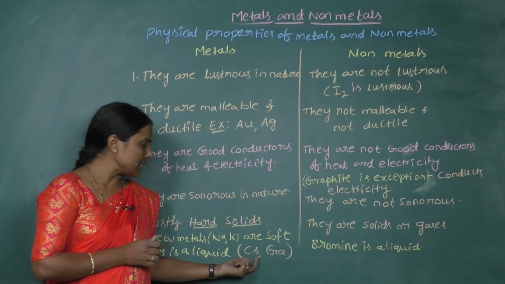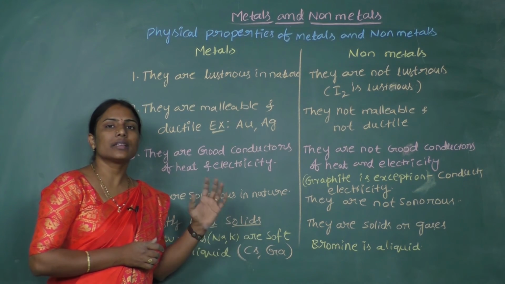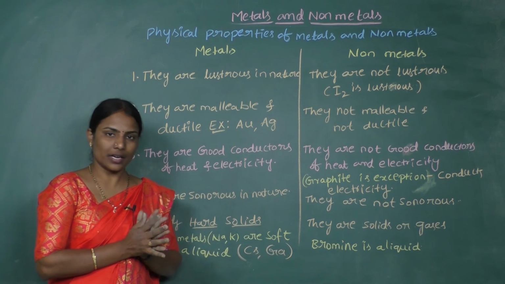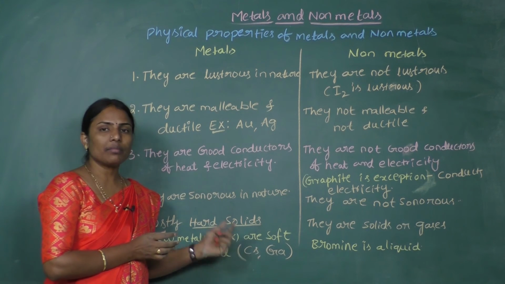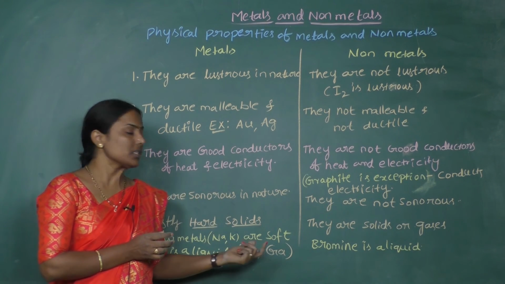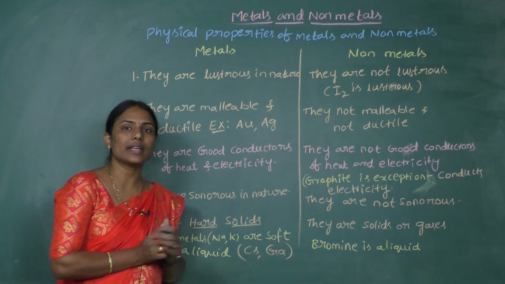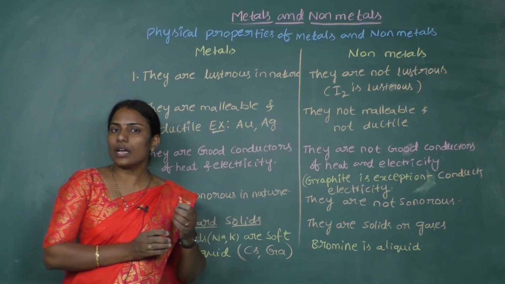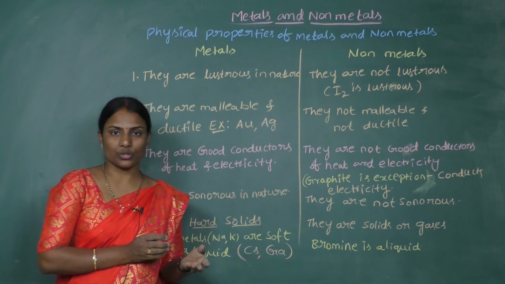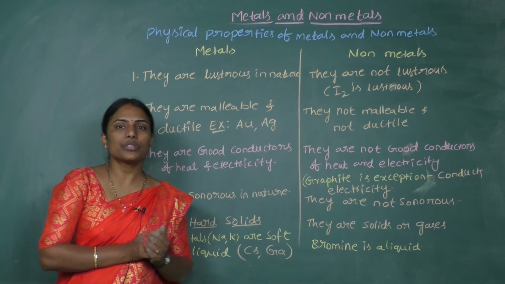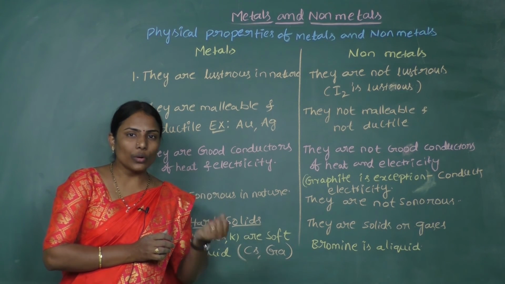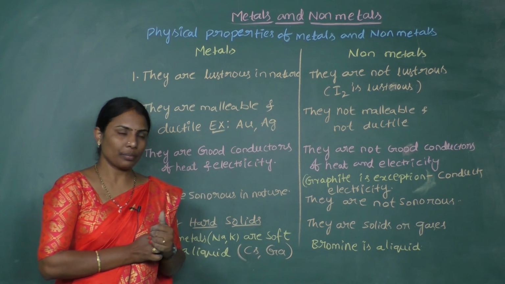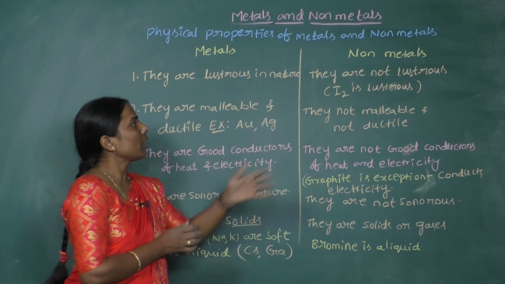It does not exist in the solid state every time. And at the same time, there are a few exceptional metals, like cesium and gallium. Their melting points are very low. They are soft actually. Their melting points are so low that when you hold them in your hands, they will melt away. Right? And similarly, non-metals.